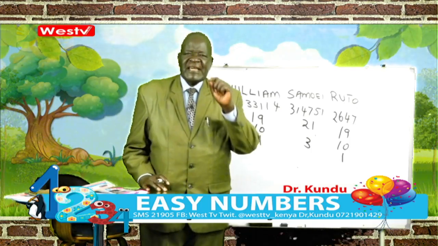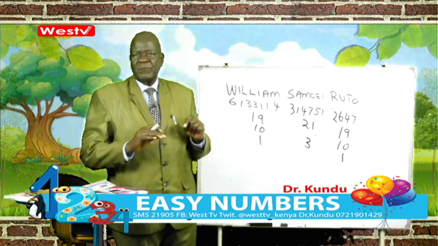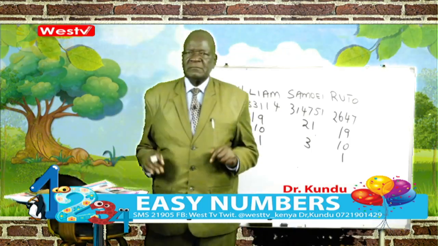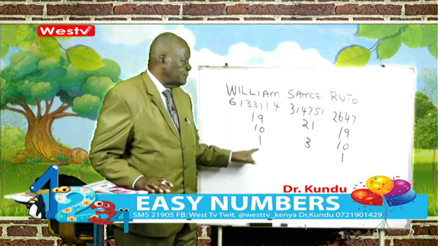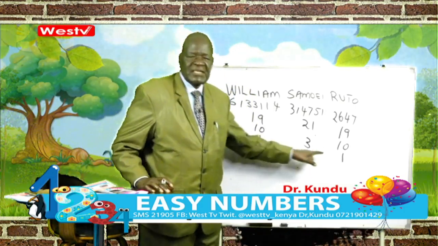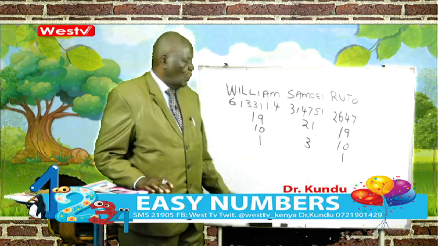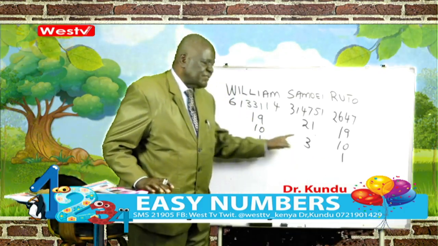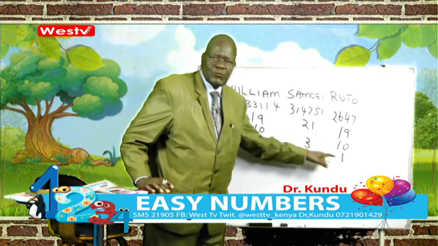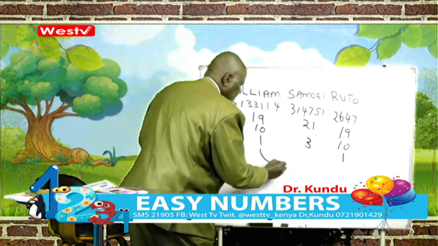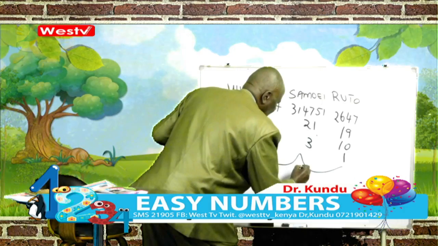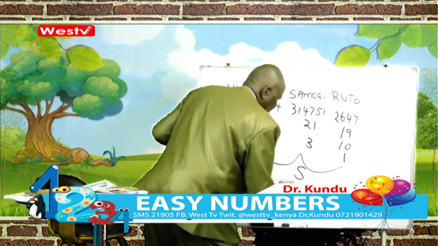Now you are a mathematician. I want you to take the total vibration of William Samoei Ruto. Single 1, single 3, single 1. 1 plus 3 is 4, plus 1 is 5. So this man here is vibration 5.